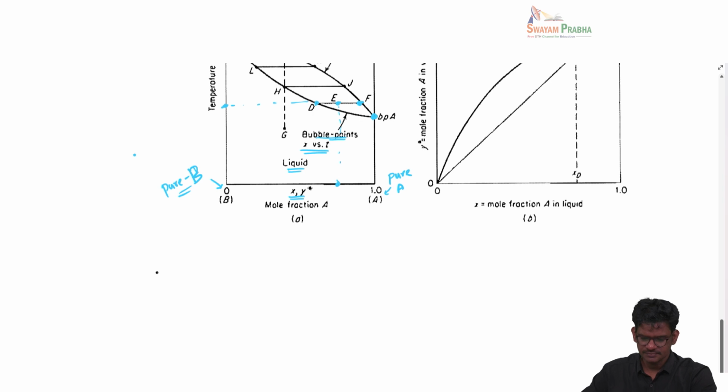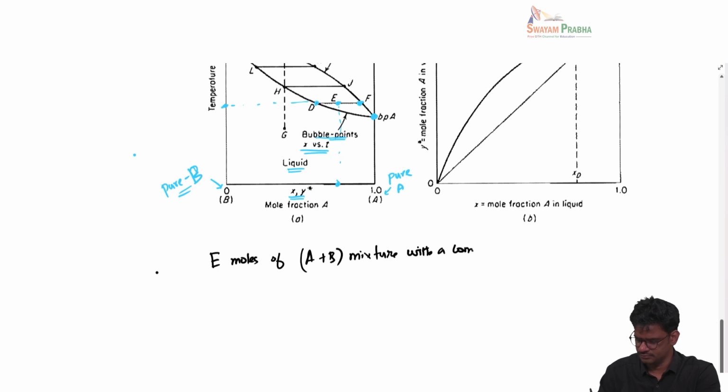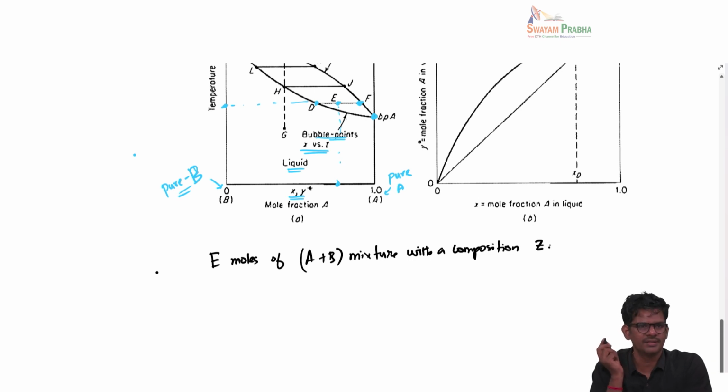So, the vapor phase will have a composition corresponding to F and the liquid phase will have a composition corresponding to D. We only said that if I make a composition at E, it will phase separate into two phases, gas and liquid, but we can also find out how many moles will be liquid and how many moles will be gas. We can calculate that by doing a simple mass balance. So, let us say that we start with E moles of A plus B binary mixture with a composition Z.